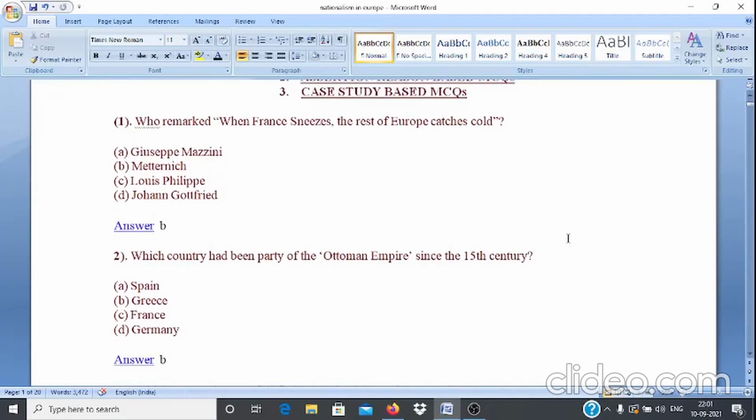Question number 1. Who remarked, when France sneezes the rest of Europe catches cold? Options are A. Giuseppe Mazzini, B. Metternich, C. Louis Philippe, D. Johann Gottfried, and answer is B, that is Metternich.